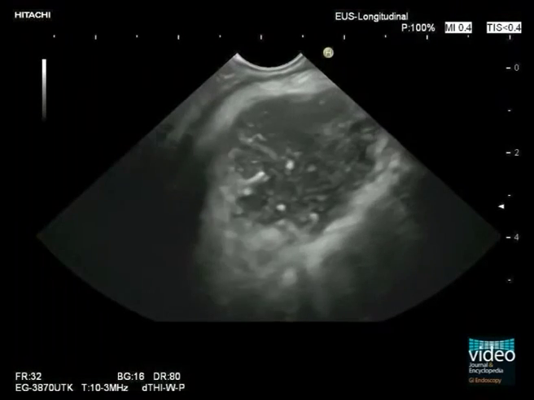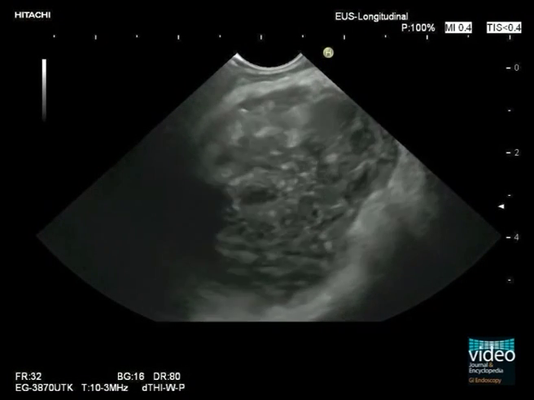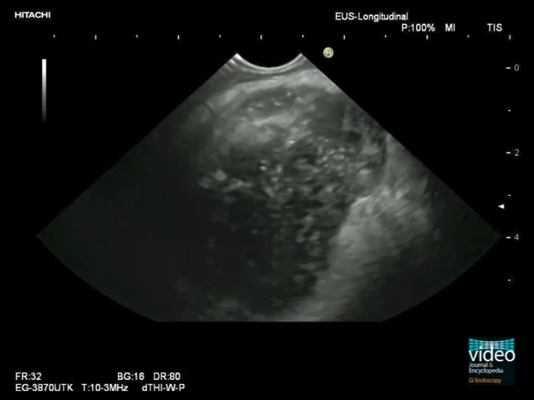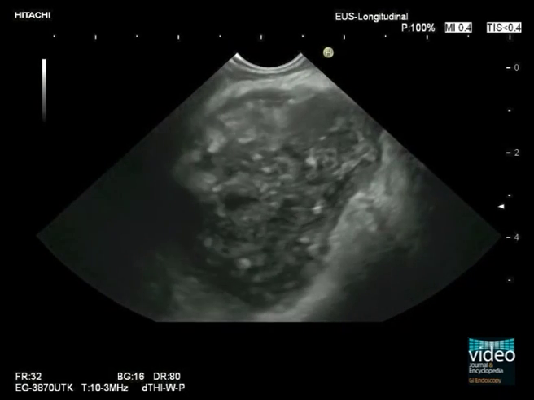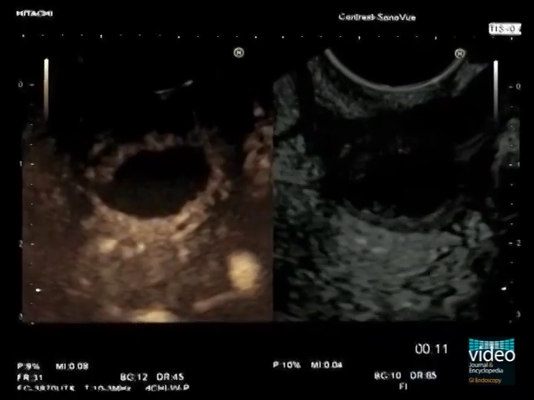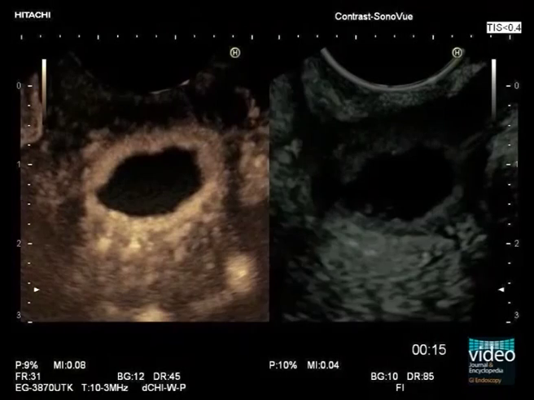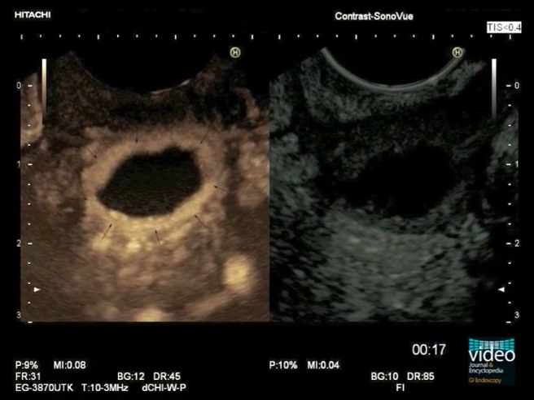In addition to clinical deterioration, a heterogeneous fluctuating content of a fluid collection is an important diagnostic sign of pancreatic abscess. A typical feature of an abscess is the hypervascular rim around the anechoic fluid collection, as shown by contrast-enhanced EUS.